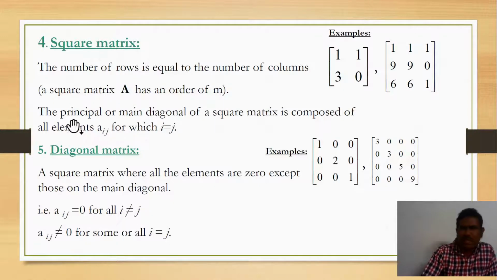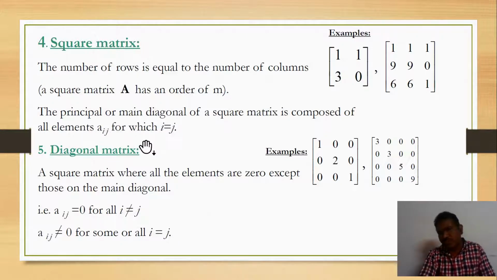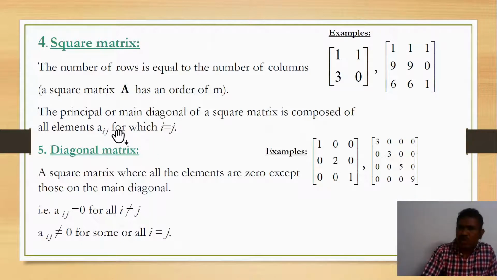The principal diagonal of a square matrix is composed of all elements aij for which i equals j, students. Which we can take as the principal diagonal. The element which is present where i equals j means the position of the element wherever row equals column. That is why that is called aij.